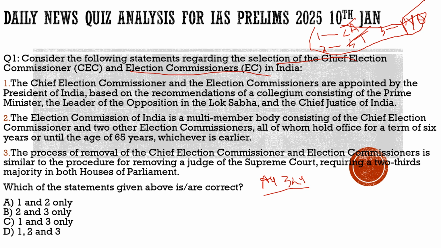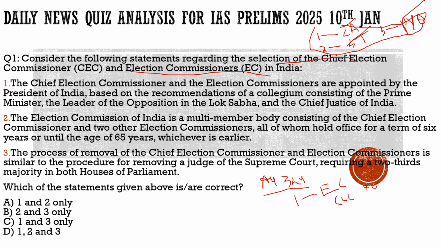First of all, let's try to understand the key points of Article 324. First, the Election Commission shall consist of the Chief Election Commissioner and Election Commissioners. This is what it first says: the Election Commission should consist of the Chief Election Commissioner and Election Commissioners.